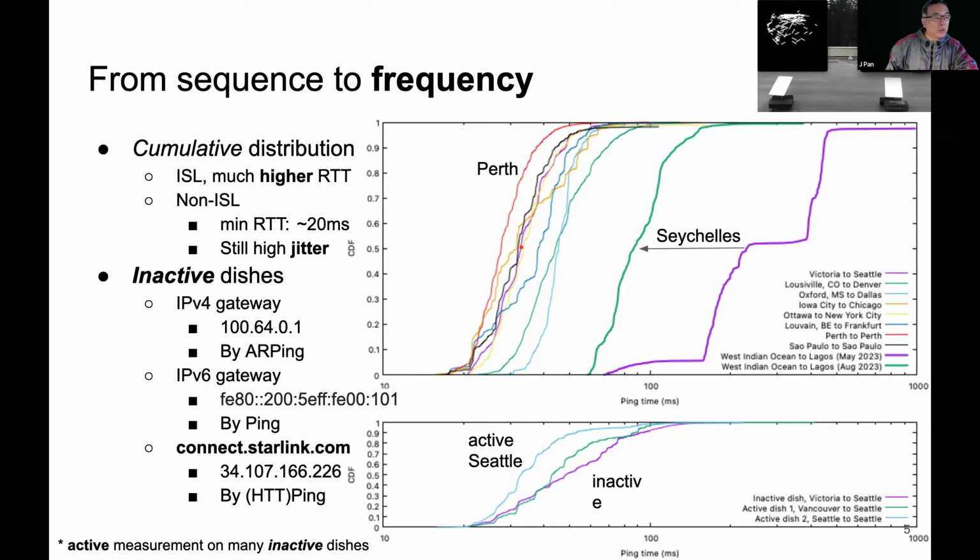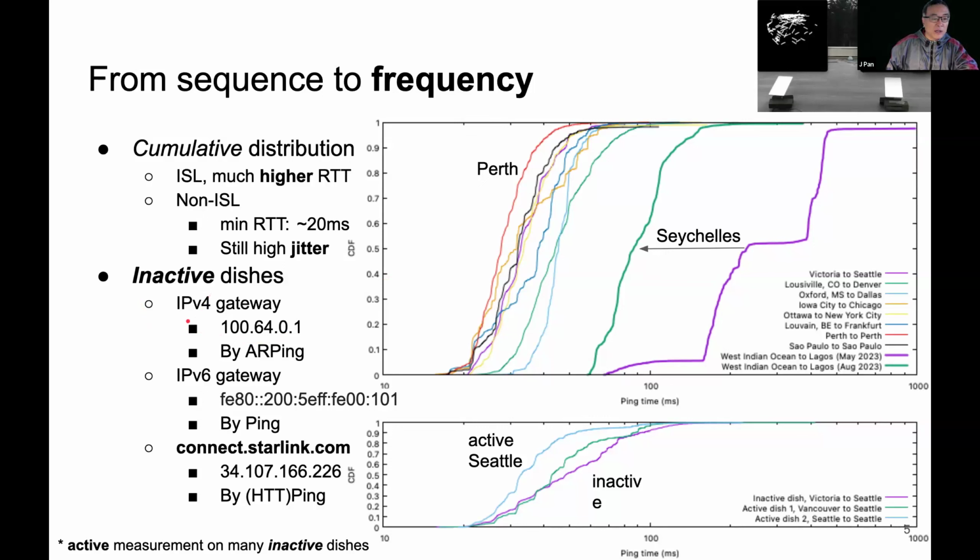In addition to those active dishes, by active I mean the dish has an active subscription and the user has to pay for it, we also measure the dish in inactive mode. When I say inactive, it means there's no subscription, the user does not have to pay for it, but the dish is powered. Because the dish is powered, Starlink still pushes firmware updates to the dish periodically, sometimes even weekly or daily. So you can think of the satellite link as still active, but of course most of the internet is blocked.